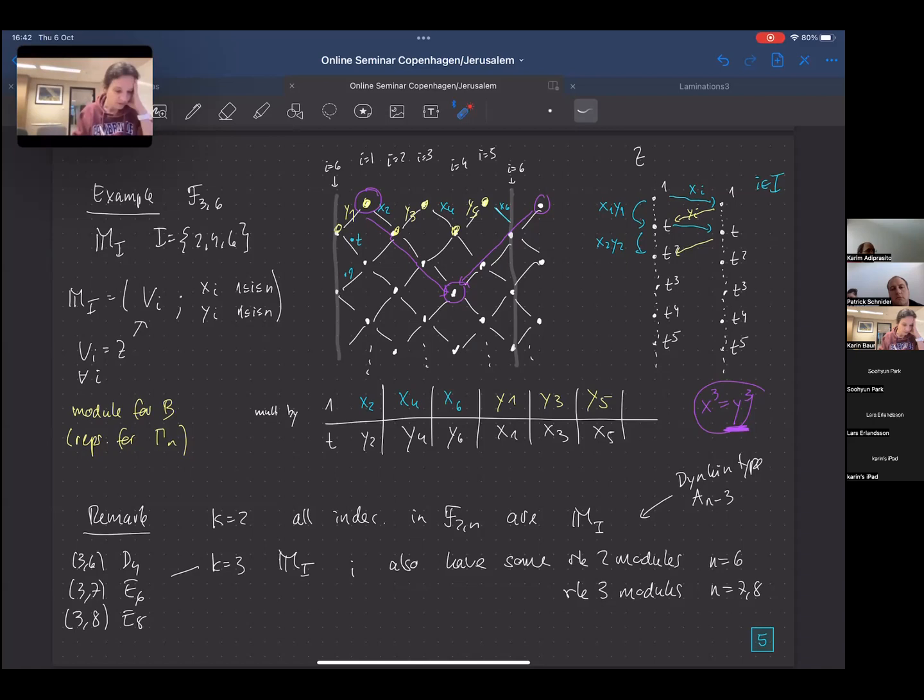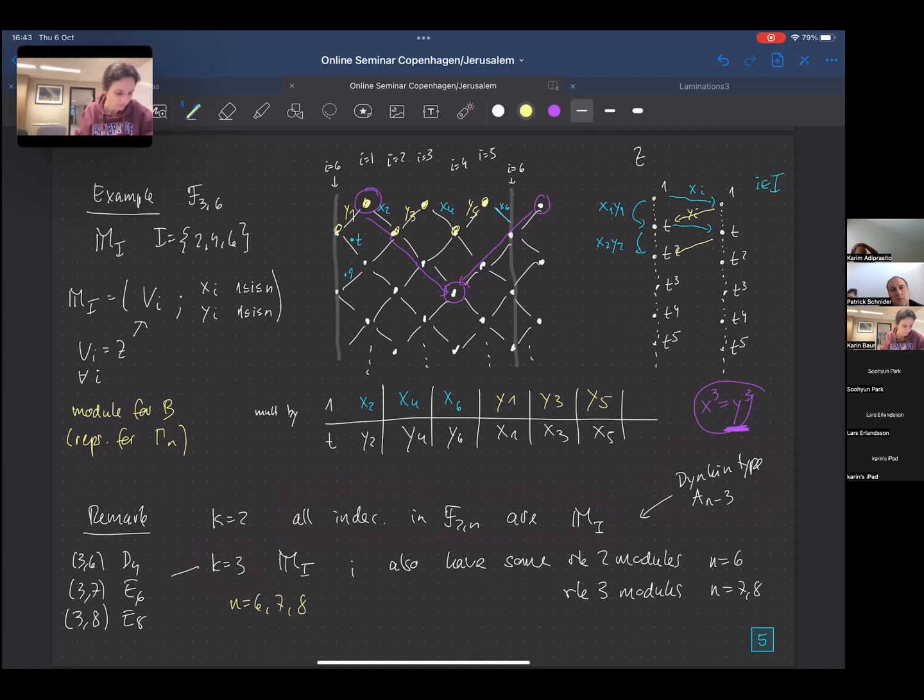Well, these are nice modules, but in general, they don't explain the whole category. So when k is 2, all modules look like that. All the indecomposable modules are of this form, and any other module is just a direct sum of these. And we say this is of finite type A_n. When k is 3, we still have some nice cases: n is 6, 7, or 8.